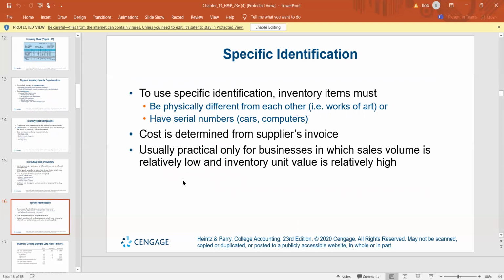There's a method called specific identification, and this one is super easy in that the inventory items must be physically different, have serial numbers, and a cost on the invoice. It's usually practical only for businesses in which sales volume is relatively low and the unit value is high. Specific identification means that the units you sold can be identified to the ones you bought in May, the ones you bought in June, the ones you might have bought back in January. It matches the physical flow of the inventory.